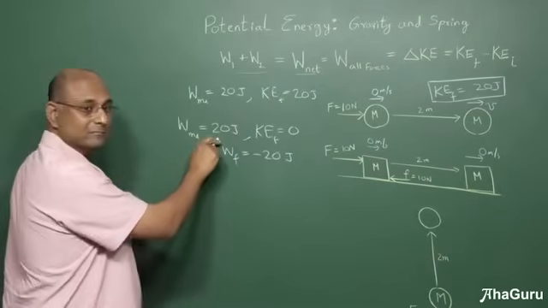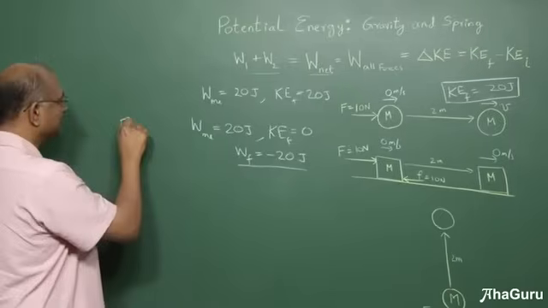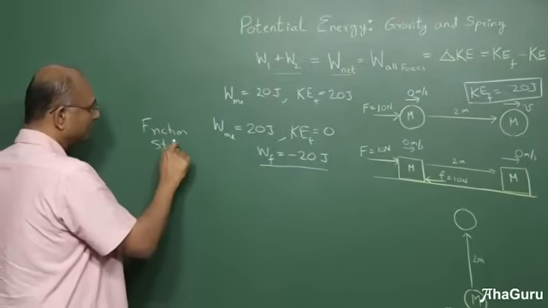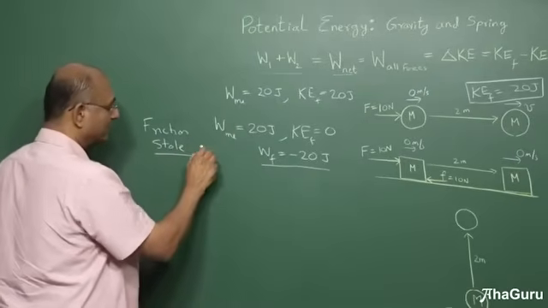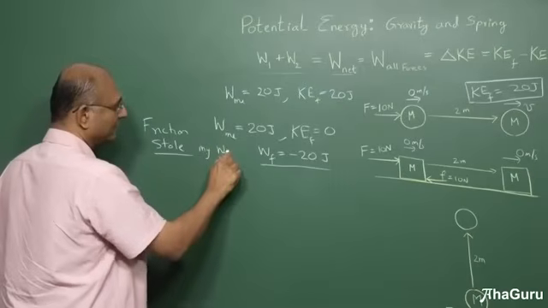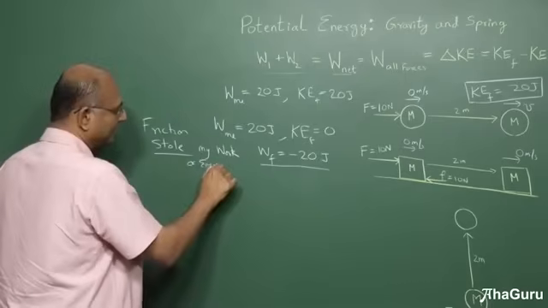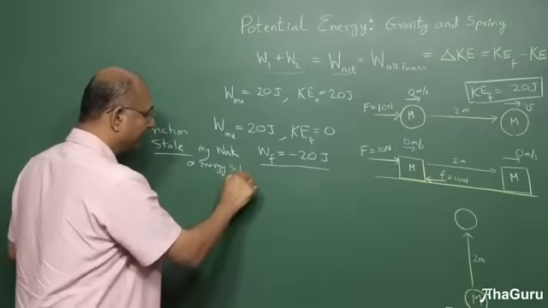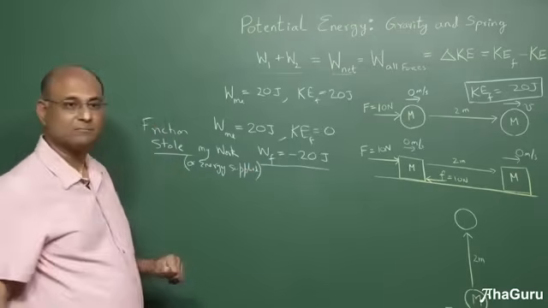Work done by me lost to friction. So we will say friction stole the energy that I supplied. My work, or energy that should have gone to the object. Okay, energy supplied was stolen by friction.